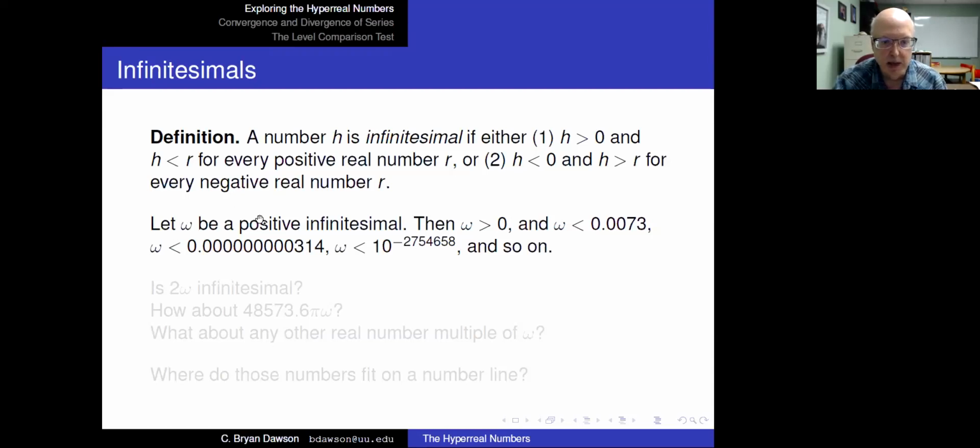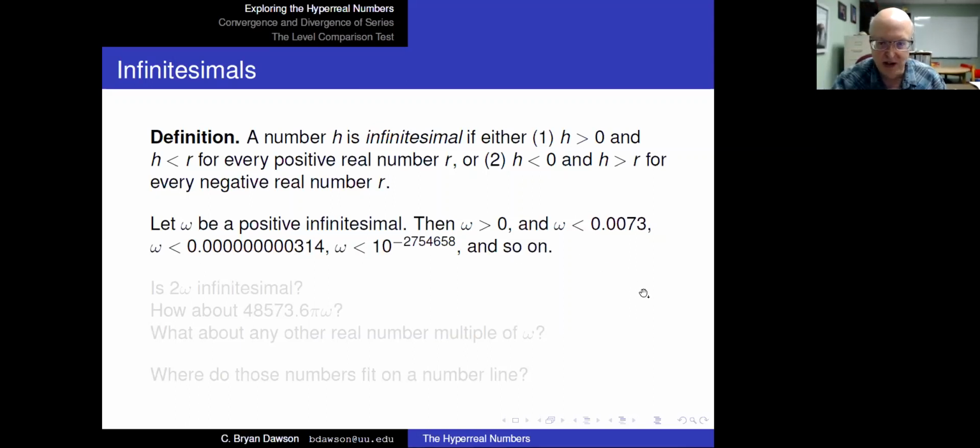I'll let little omega be a positive infinitesimal. That means it's greater than 0. But if it's infinitesimal, it's going to be less than r for every positive real number r. So it's less than 0.0073, less than 0.00000000314, less than 10 to the negative 2,754,658, and so on. In other words, if you look at its decimal representation, it seems like it would have to start with infinitely many zeros.